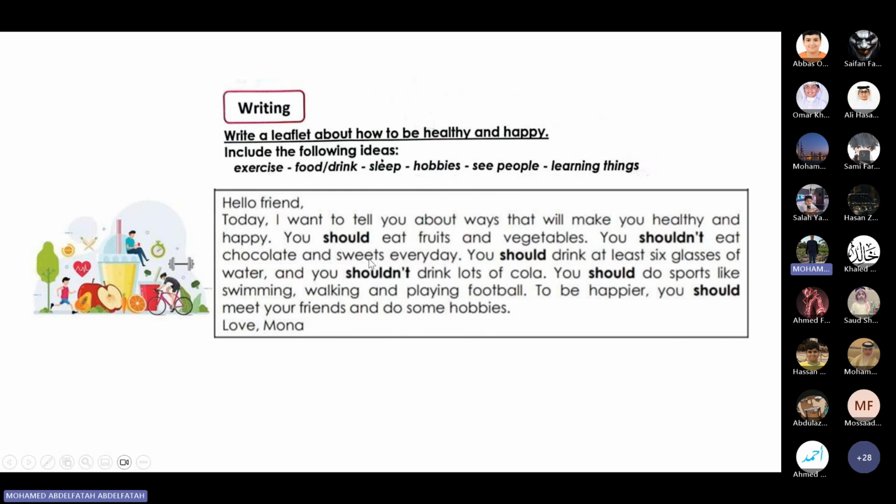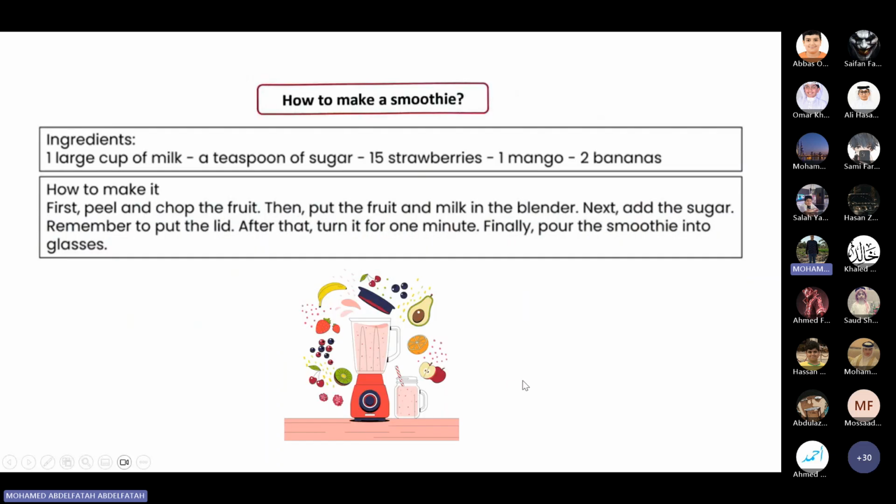Should and shouldn't, we use them for advice, and remember to use the infinitive after should or shouldn't. This is important. Use the infinitive. Should eat, shouldn't eat, should drink, shouldn't drink, should do, should meet. All verbs after should or shouldn't must be in infinitive form, without s, without ing, without d, in present form. Bravo Abbas, good reader. Let's go to the next one.